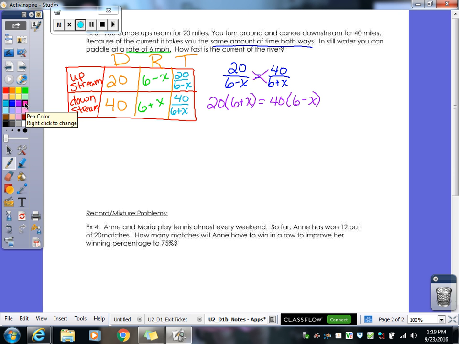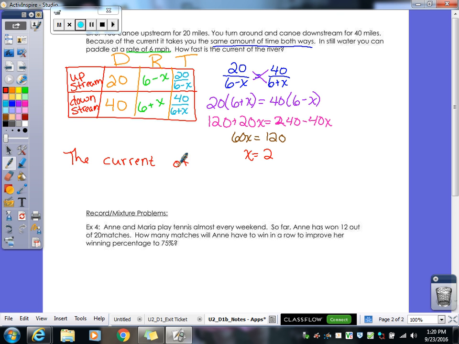I always like to show that step because a lot of people forget to distribute to both terms. Then we want to distribute, so 120 plus 20x equals 240 minus 40x. We want to get our x's together, so I would add my 40, subtract my 120, and what's our last step? Divide by 60, so what does x equal? 2. So we say the current of the river is 2 miles per hour.